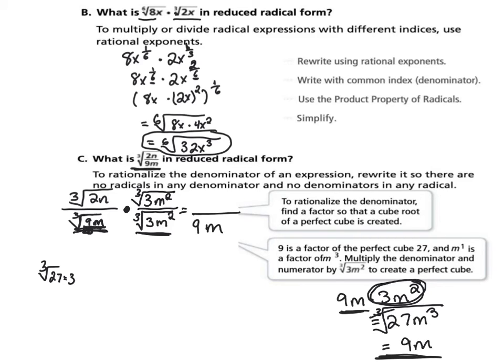Now we need to multiply the 2n and 3m squared. So we have a cube root of 2 times 3 is 6, m squared n. And you could have written it as n times m squared. But that is our solution. I know that's a little difficult, so we'll do more practice on rationalizing the denominator. It's not the most important part of this, but it is something that we will need to do.